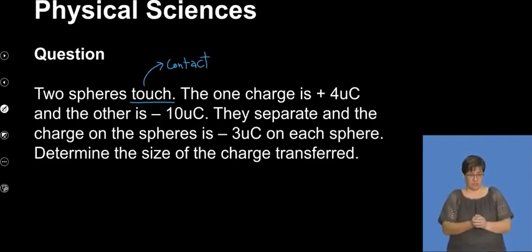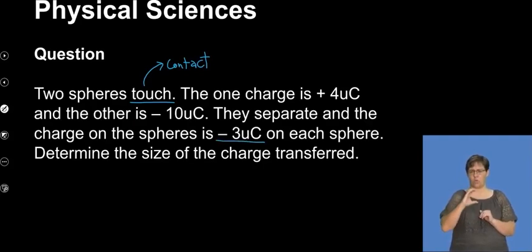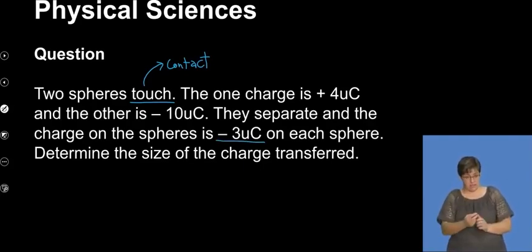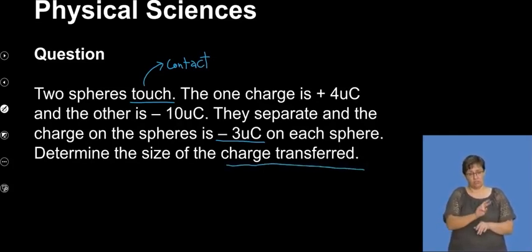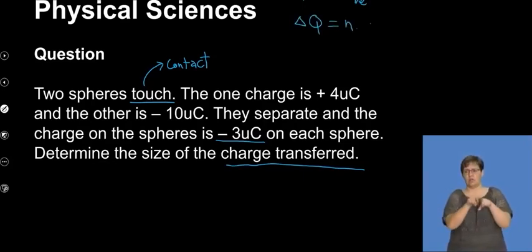So the one charge is +4 microcoulomb, and the other one is -10 microcoulombs. They are separated, and the charge on each sphere is -3 microcoulombs, okay? Determine the size of charge that is transferred. We want the number of electrons or the amount of charge that is transferred, okay? So we know that the law says Q is equal to n Qe, right? So that's the principle, okay? So the change in charge is actually equal to the number of electrons transferred multiplied by Qe, right?